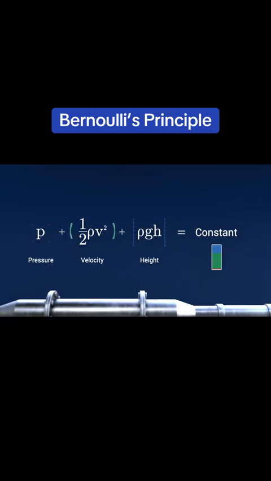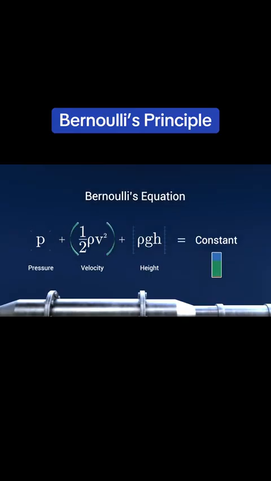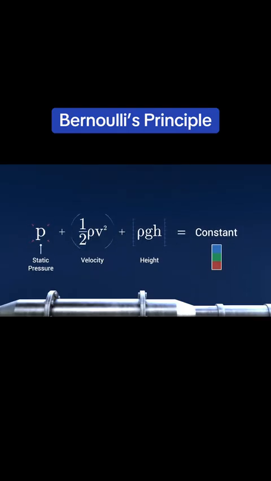Bernoulli expressed this relationship in what's now known as the Bernoulli equation, showing how velocity, pressure, and height energy balance along a streamline. P plus 1/2 ρv² plus ρgh equals constant, where P equals static pressure, ρ equals fluid density, v equals fluid velocity, g equals gravity, and h equals height above reference. This is the Bernoulli equation, the foundation of fluid mechanics. Each term represents mechanical energy per unit volume of the flowing fluid.